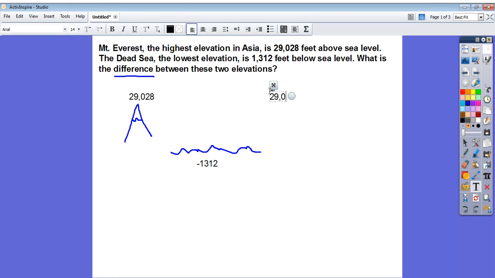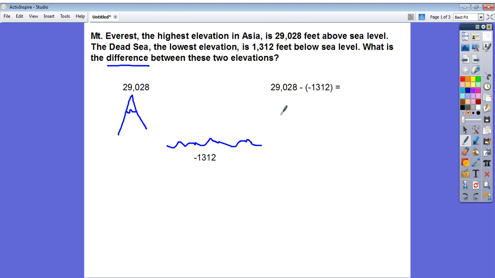We're going to take 29,028 minus negative 1,312. And what you should remember from before is when you subtract, we want to use the additive inverse, which means change it to an addition problem. Or do you keep, change, change: keep, change subtract to add, and change the sign to a positive, which means we're actually adding 29,028 feet plus 1,312 feet. I know you can do that addition on your own, so let's move on.